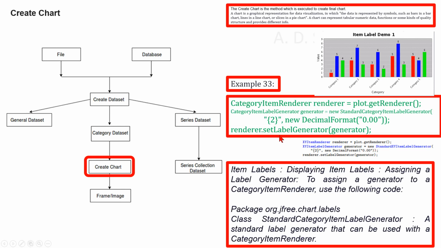To assign a generator to a category item renderer, use the following code. Similarly, to assign a generator to an XY item renderer, use the following code. You can customize the behavior of the standard generator via settings that you can apply in the constructor, or you can create your own generator.